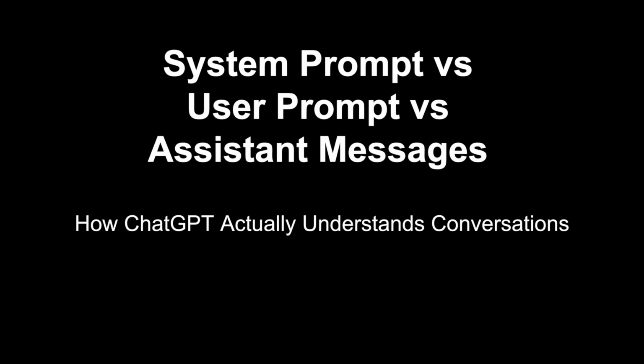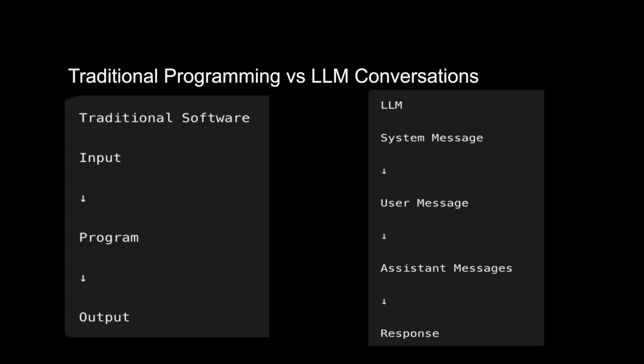Understanding these message types is one of the most important skills in modern AI development. By the end of this video, you will understand exactly how ChatGPT and Spring AI build and send these conversations. As Java developers, we have always built applications like this: input, business logic, and then output. Very straightforward. Large language models don't work like that. Instead of receiving only one input, they receive an entire conversation.